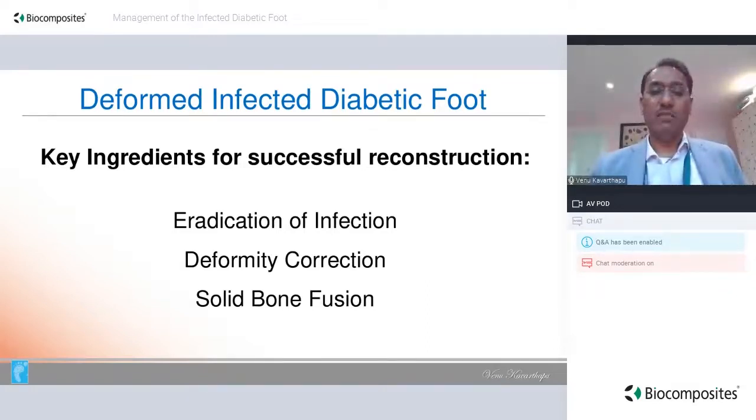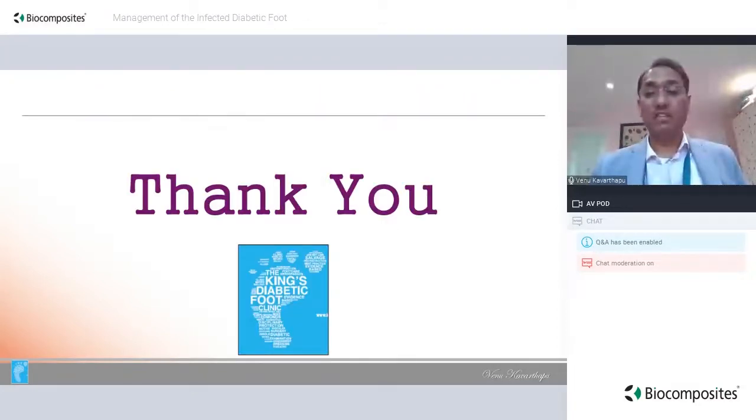Deformity correction decompresses soft tissues, and it also improves the healing ability of the soft tissues. And at the same time, it allows the patient to achieve ambulatory status, so that ultimately we achieve solid bone fusion, so that that correction becomes permanent. So with that, I would like to thank you all for your attention, and we are happy to take any questions.